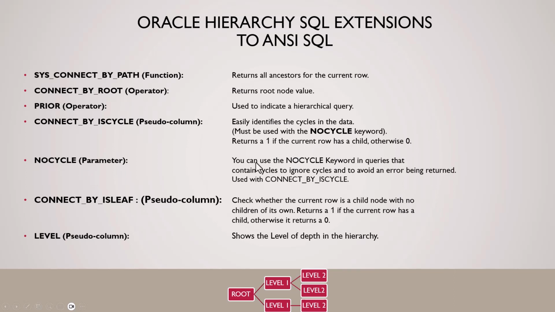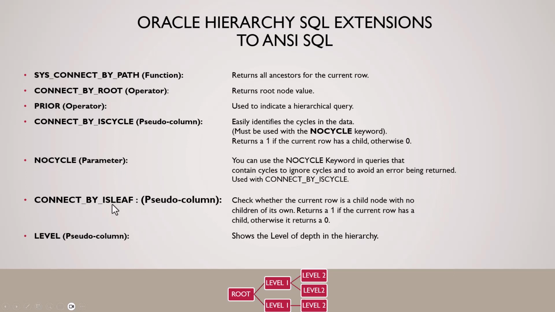This NOCYCLE is basically a check to prevent errors from happening. Meaning, let's say Jones reports to me, but then again, I mess it up and I say I report to Jones. Now we've got a cyclical thing here, and that we can't do because Oracle will throw an error. But you can use this NOCYCLE keyword that basically suppresses that error from occurring. So you use this with the CONNECT_BY_ISCYCLE.